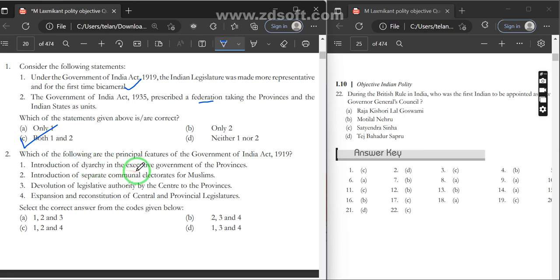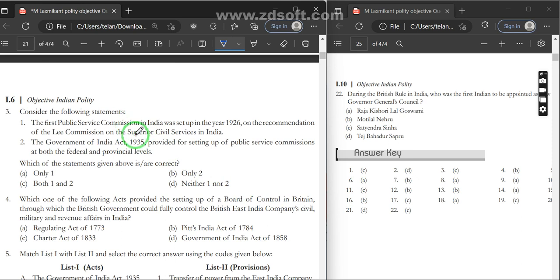Next. Which of the following are the principal features of the Government of India Act 1919? Now let's see. 1919 Act is known as Montague-Chelmsford Reforms. Introduction of diarchy in the executive government of the provinces. Introduction of separate communal electorates for Muslims. First one is correct, and this is wrong because separate communal electorate for Muslims is introduced in 1909 Act. Devolution of legislative authority by the center to the provinces. Yes, correct. Expansion and reconstitution of central and provincial legislatures. This is correct. So answer is 1, 3, and 4.